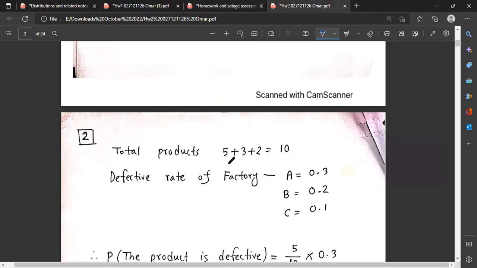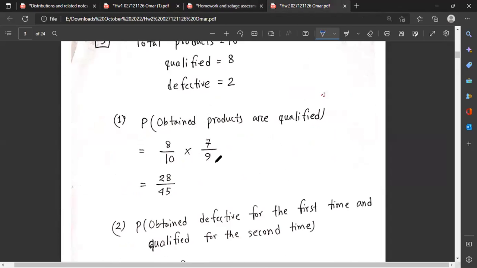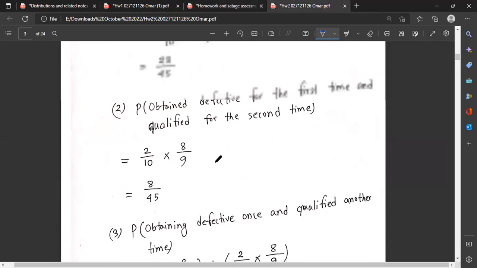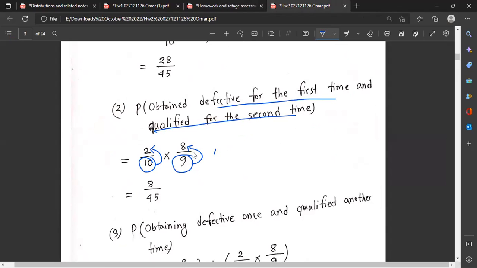You can see them here. Obtaining defective for the first time and qualified for the second time. So we know that defective for the first time means 2 out of 10 are defective. And qualified for the second time, as we have taken one product, we have only 9 products left. So 8 out of 9 are qualified. So we write down here 8 by 9. So the answer is 8 by 45.